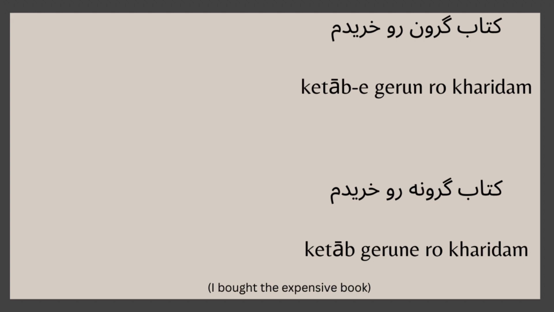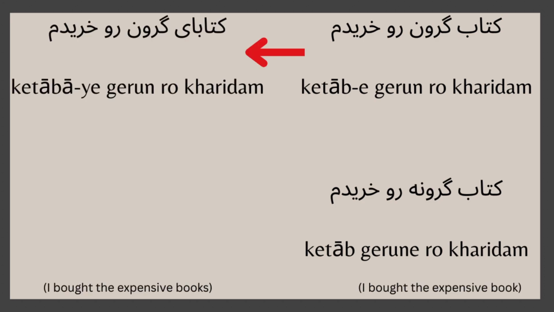Now let's see what happens when we make our example plural. کتاب گرون رو خریدم turns to کتابای گرون رو خریدم. The exact grammar and rules I explained to you in the beginning of the video. There is a genitive case between the noun and the adjective, and the adjective remains singular while the noun gets plural.